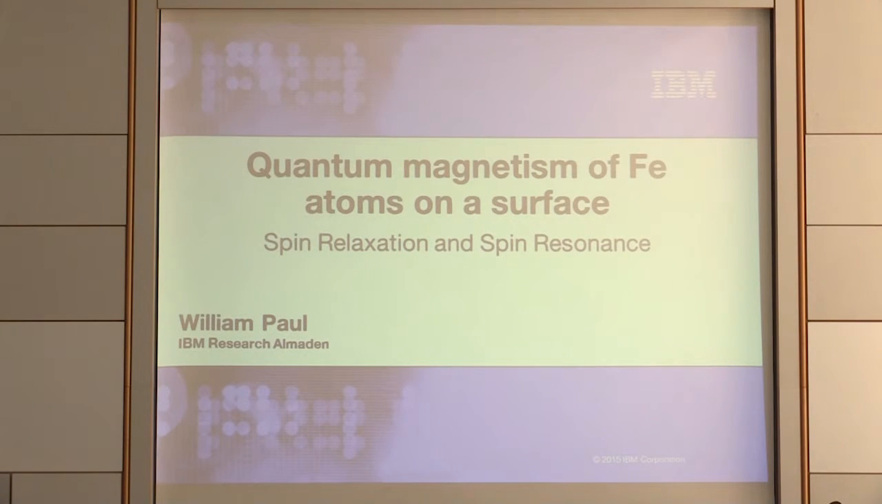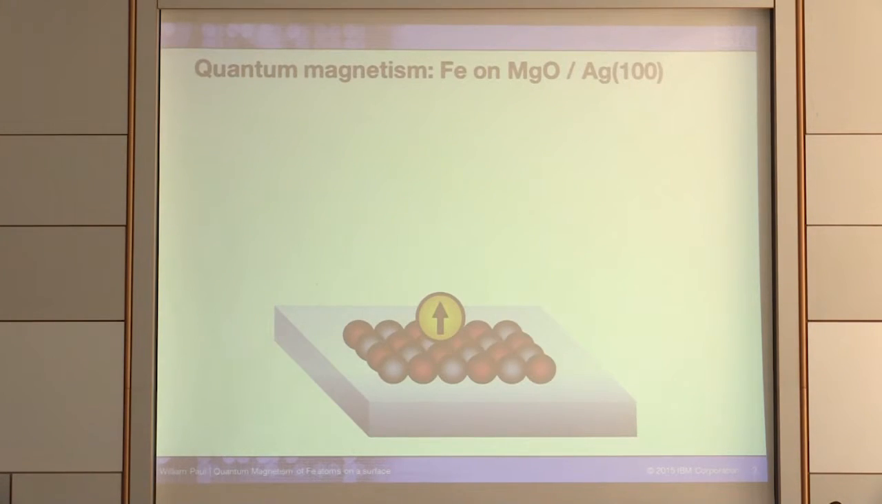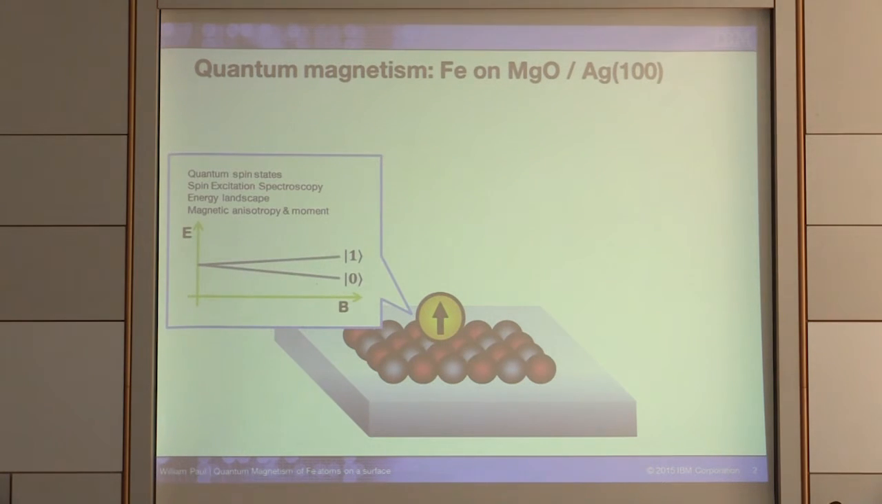So the title of my talk is Quantum Magnetism of Iron Atoms on a Surface. And we're going to be talking about the iron on MgO on silver system that Suzanne introduced to us. And thereby, the first part of my outline has already been done, which is great.